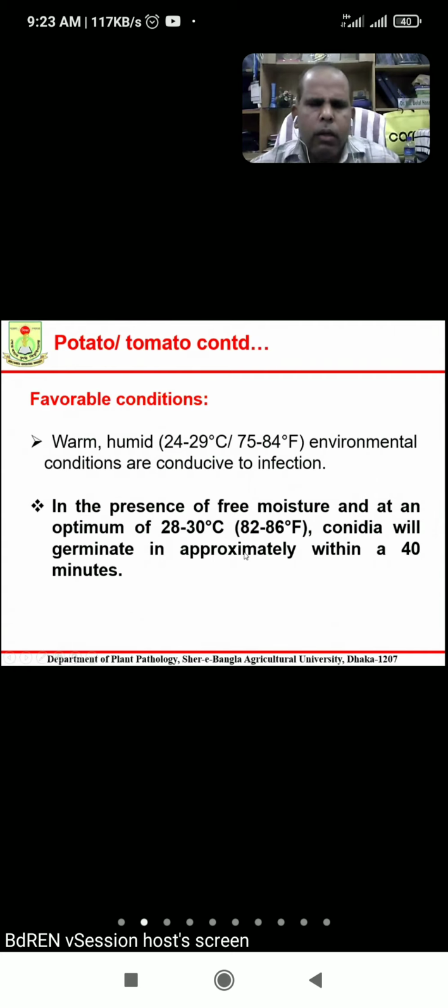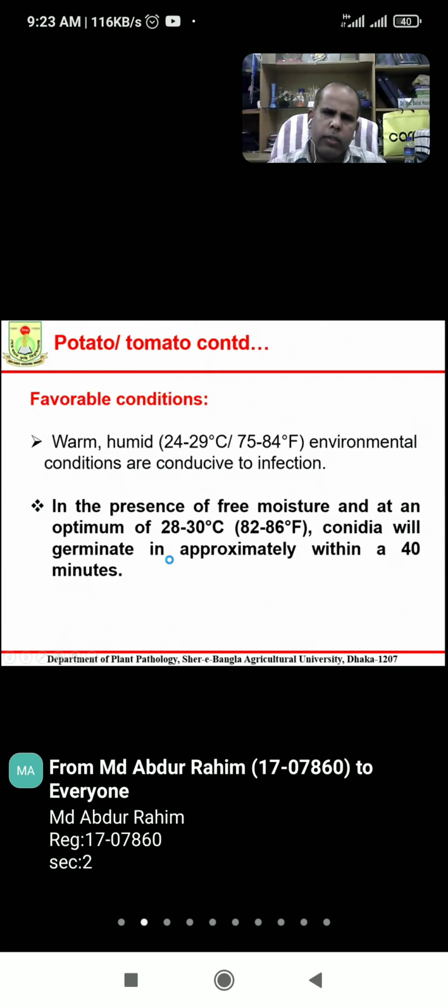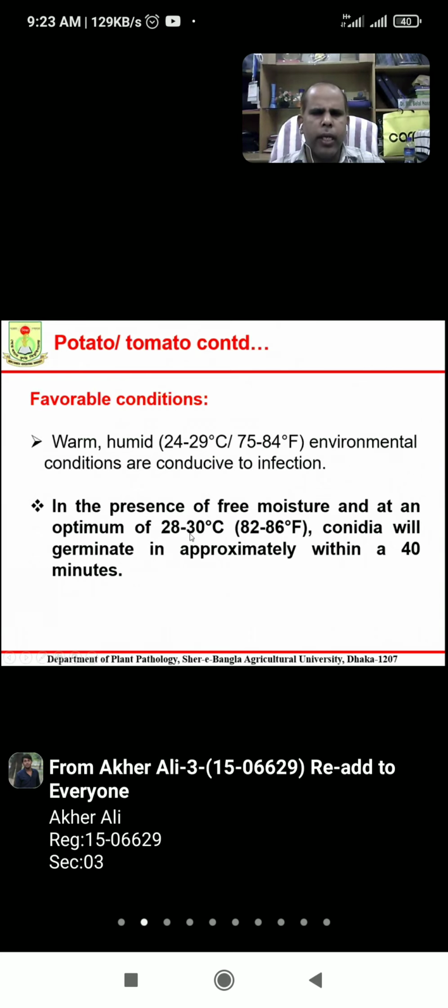And one literature, I mean research finding, is that in the presence of free moisture and at an optimum of 28 to 30 degrees centigrade temperature, conidia will germinate within approximately 40 minutes. This is the research finding. As I told you, if it appears on the leaf, the conidia can germinate, form mycelium, and from the mycelium again conidia. So the research finding revealed that in the presence of free moisture at an optimum temperature of 28 to 30 degrees centigrade, the conidia of Alternaria can germinate within 40 minutes.